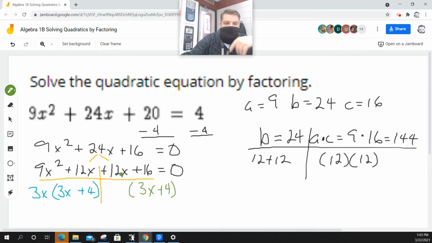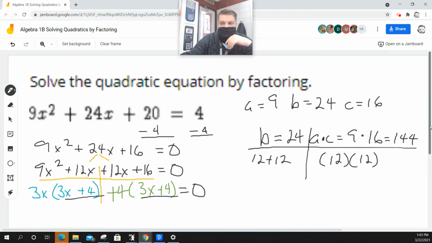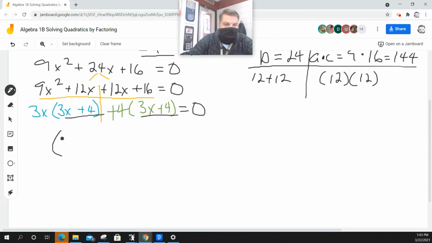Well, I know that 12 and 16 are divisible by 4, but they both don't have an x, so the only thing I could factor out is a 4. I also noticed that 4 times 3x equals 12x, and 4 times 4 equals positive 16. Well, all this stuff is equal to 0. So now I'm going to factor out the 3x plus 4. And what's left? Well, 3x goes in here, 3x plus 4 goes in here.